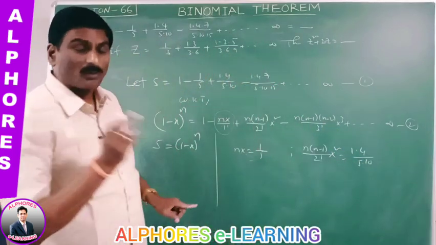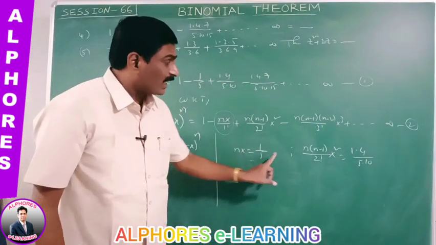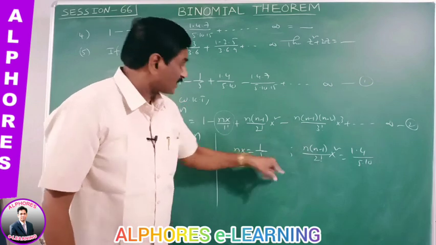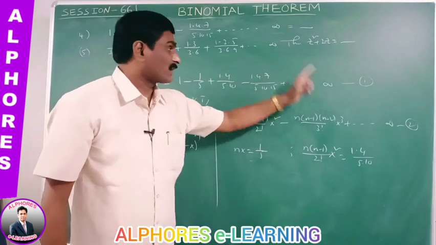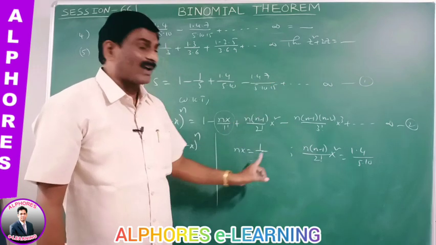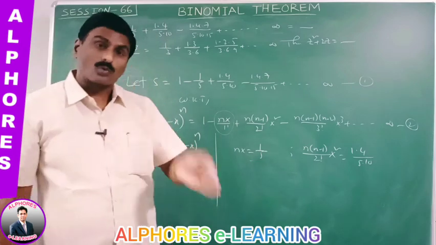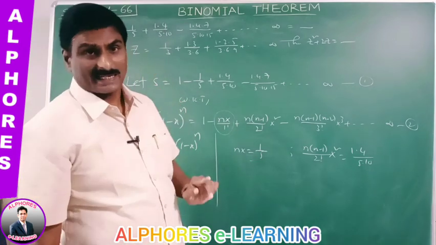Here there are two unknown values, n and x. For getting these two values, two equations are sufficient. The next term is automatically equal to this value, and the next term is equal to that value. But the unknown values are only two. By equating two terms, we get the values of the unknowns x and n.